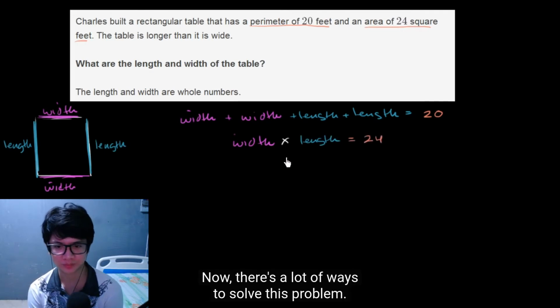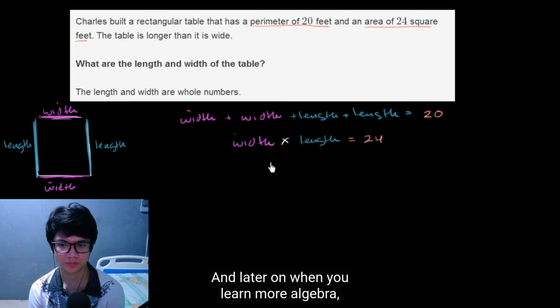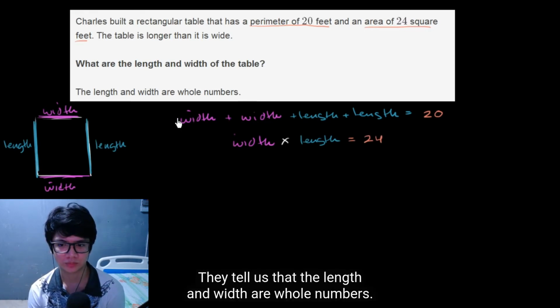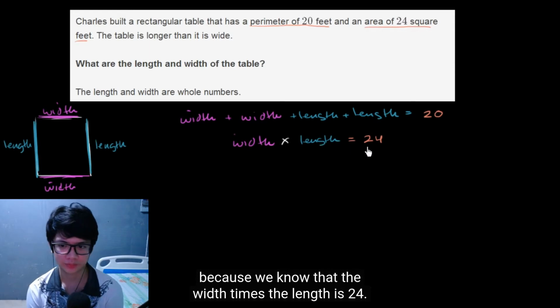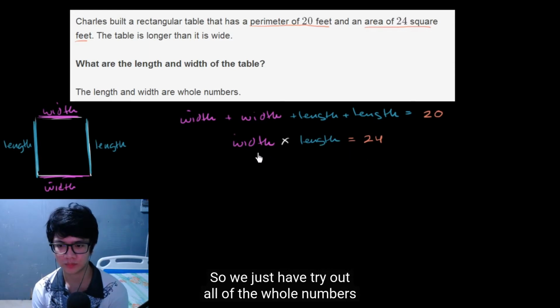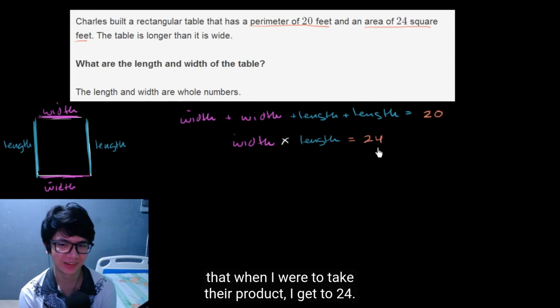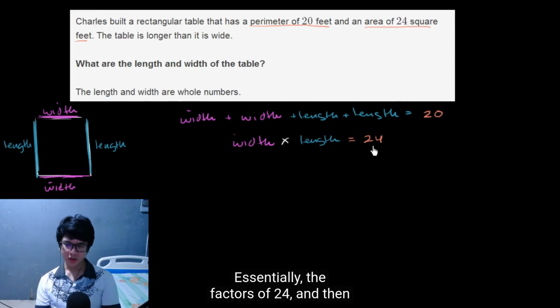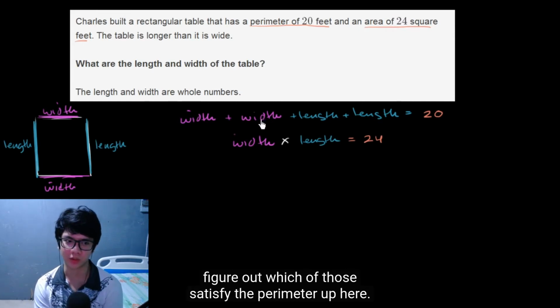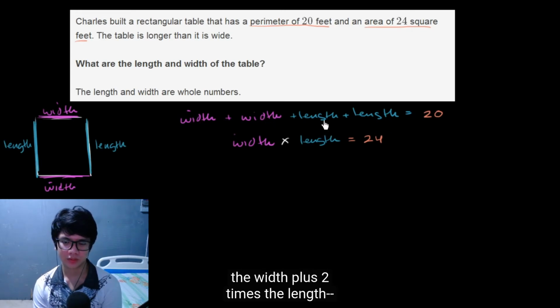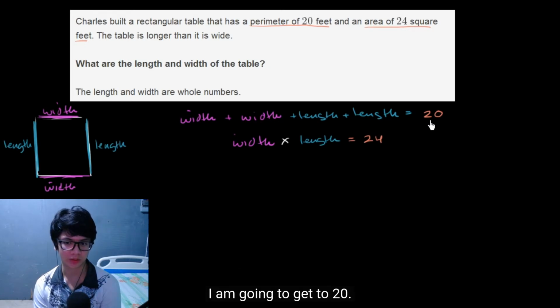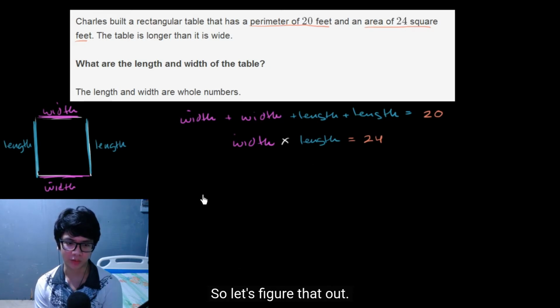Now there's a lot of ways to solve this problem, and later on when you learn more algebra, there are fancy algebraic ways to do that, but we won't have to resort to this. They tell us that the length and width are whole numbers, so we really should just be able to try out some numbers, because we know that the width times the length is 24. So we just have to try out all of the whole numbers whose product is 24, essentially the factors of 24, and then figure out which of those satisfy the perimeter, where 2 times the width plus 2 times the length is going to be 20. So let's figure that out.